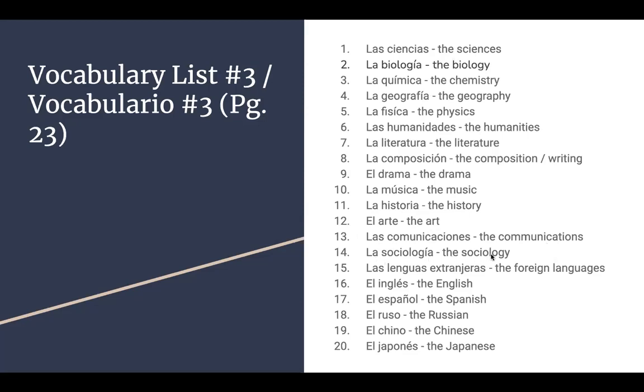La sociología is the sociology. Las lenguas extranjeras is foreign languages. El inglés is English. El español is Spanish. El ruso is Russian. El chino is Chinese. And japonés is Japanese. So I know that's a pretty long list, but when we do have a quiz on that, you'll have it all to look at. So just introducing you to them.